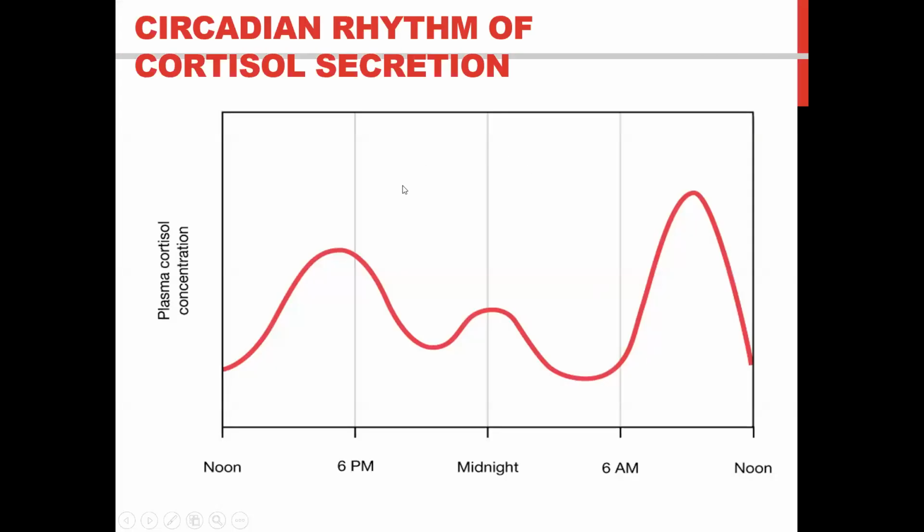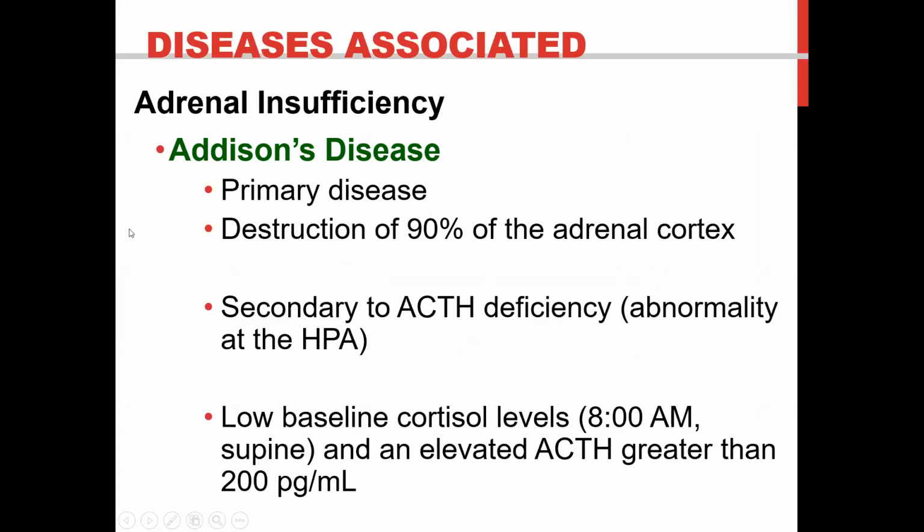So for this one, circadian rhythm, plasma cortisol concentration is actually increased, no, during the morning. And for the diseases associated would be your Addison's disease, which is a destruction of 90% of the adrenal cortex. And this is actually secondary to your ACTH deficiency, or there's abnormality of your hypothalamus pituitary axis.